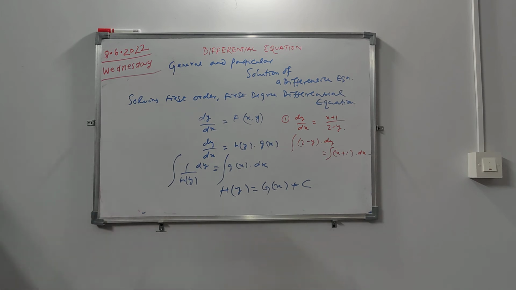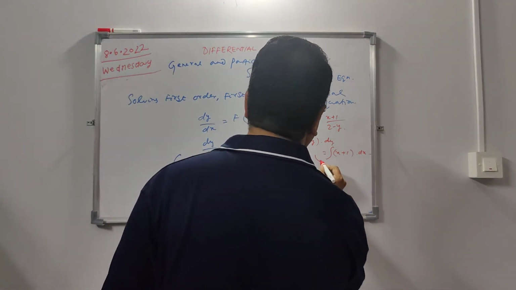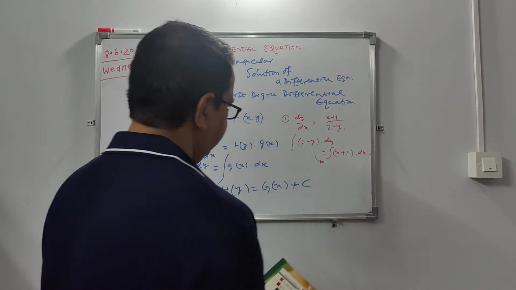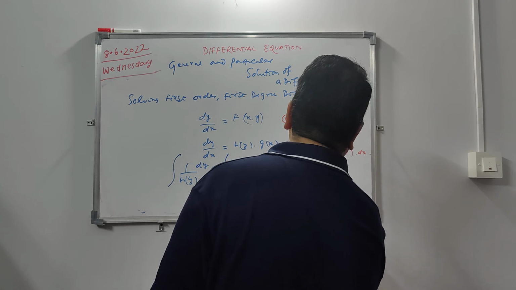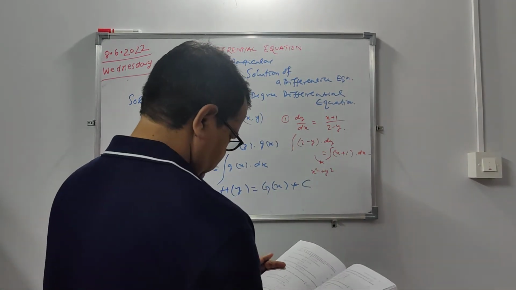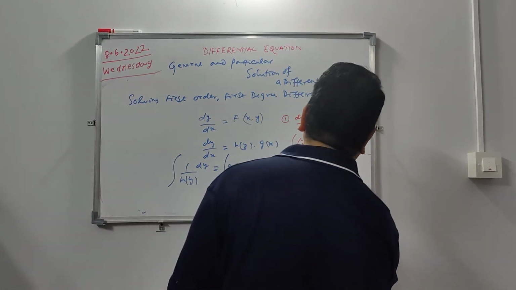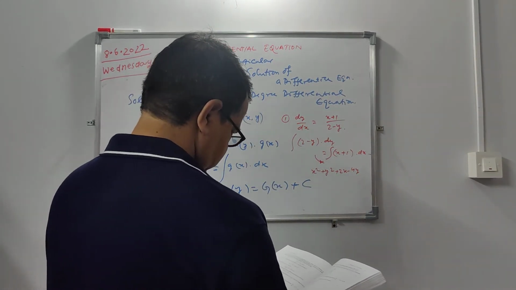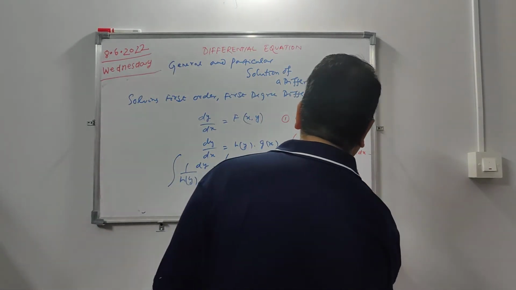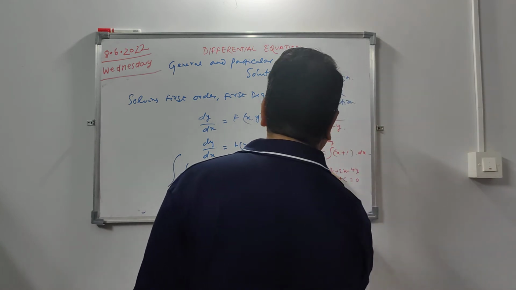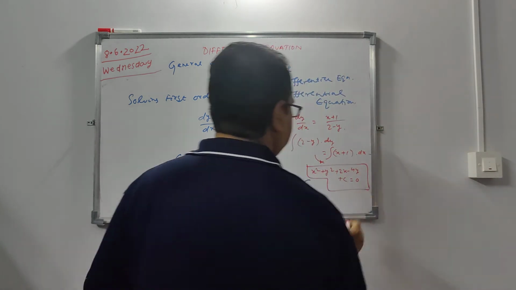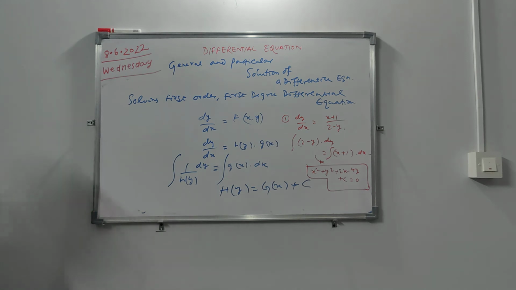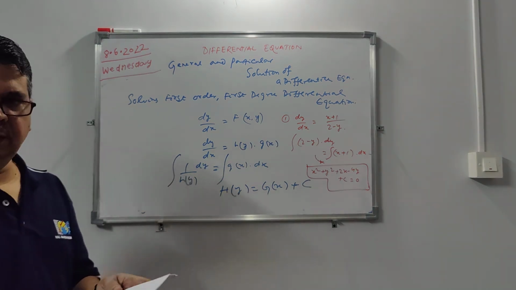Okay. So by using the integration formula, finally you will arrive at x square plus y square plus 2x minus 4y plus c is equal to 0. So this is the solution. So this is how you have solved a first order first degree differential equation.